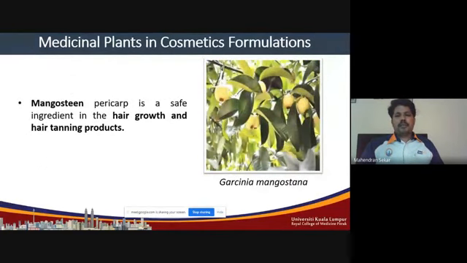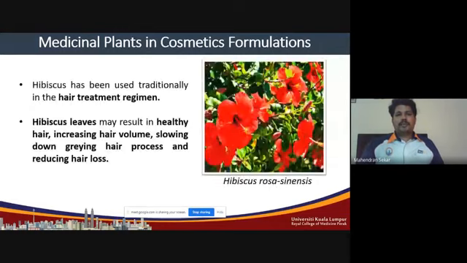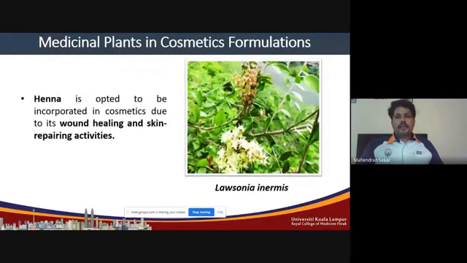It is obtained from the mangostina plant, which is mainly used in hair growth and hair tanning products. And this is also Hibiscus rosa-sinensis. This also has been used for hair treatment regimens. It may result in healthy hair, increasing hair volume, slowing down the graying process and reducing hair loss. So we have so many medicinal plants, including henna.